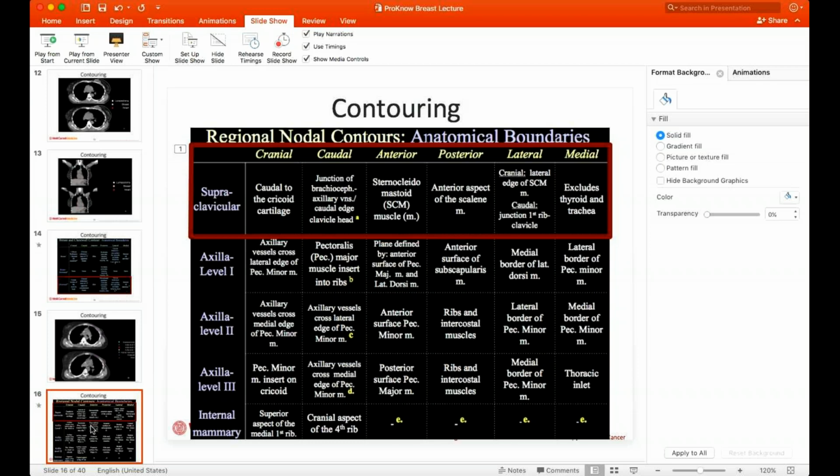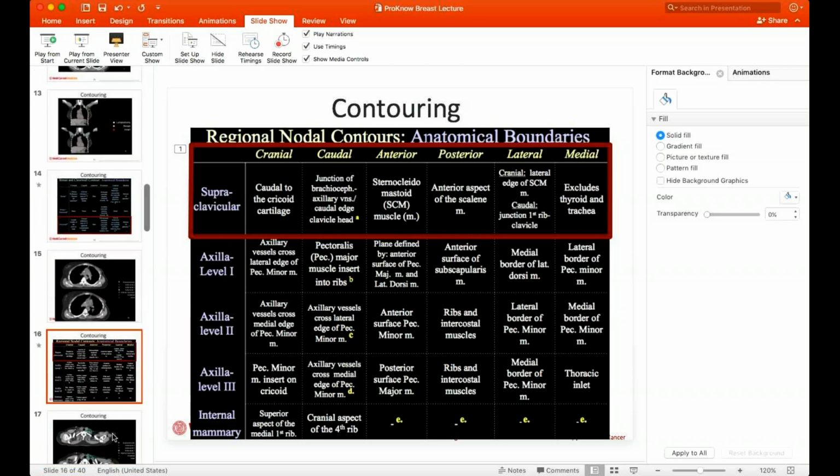So I find that there can be a lot of variation in how the lymph nodes are contoured, more so than the breast and the chest wall. So we'll review again with the supraclavicular lymph nodes. They begin just inferior to the cricoid cartilage. So as your CT scan comes inferiorly, you're going to see the thyroid cartilage, below it, the cricoid cartilage, and just after the cricoid cartilage ends, that's where you want to begin your first supraclavicular contour.